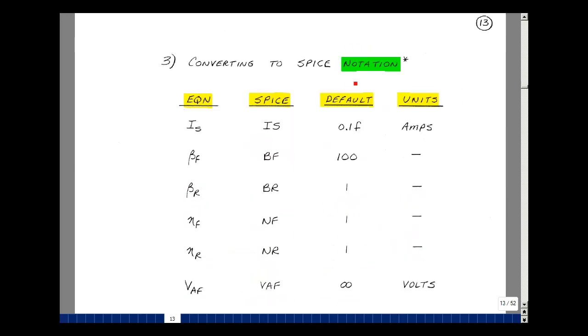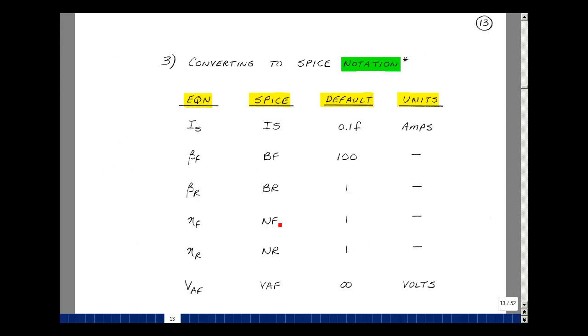Let's convert our notation to SPICE notation. So we had subscripted variables in Greek characters, but in the original SPICE program, they just had uppercase letters. I sub S is IS, default value is 0.1 femtoamps. Beta F is BF, default value of 100. Beta R is BR with a default value of 1.